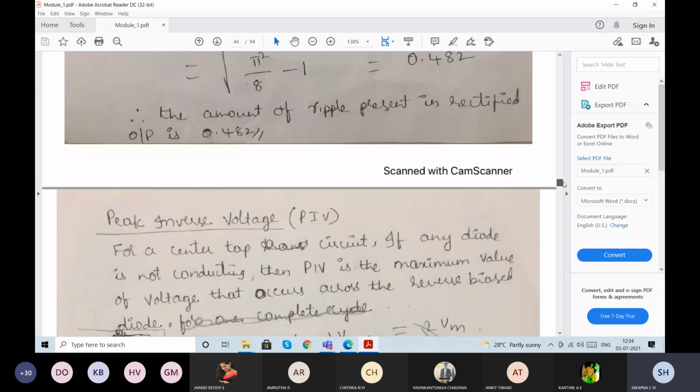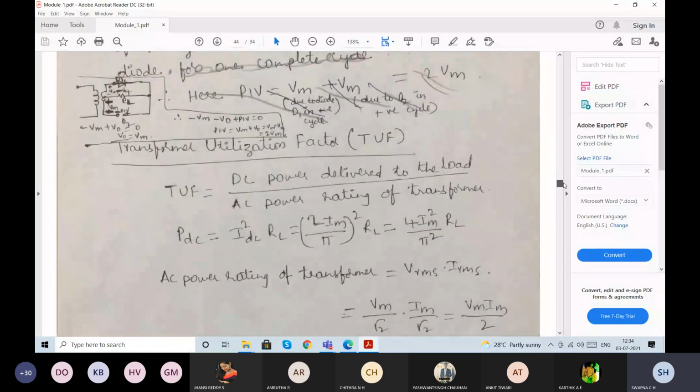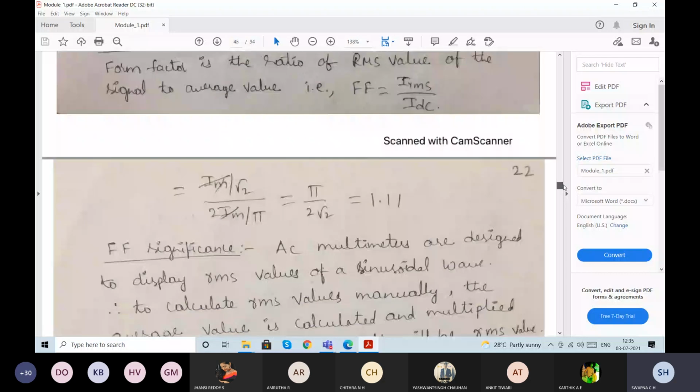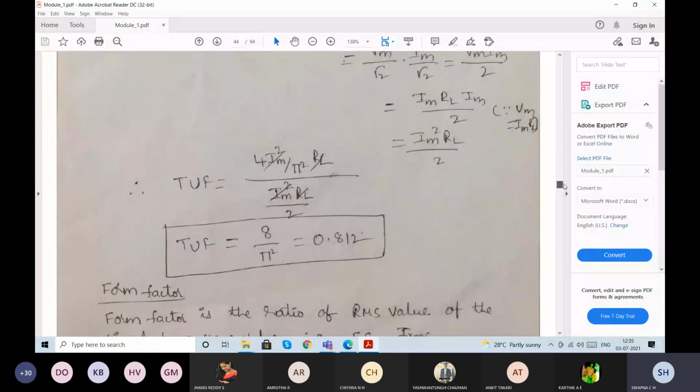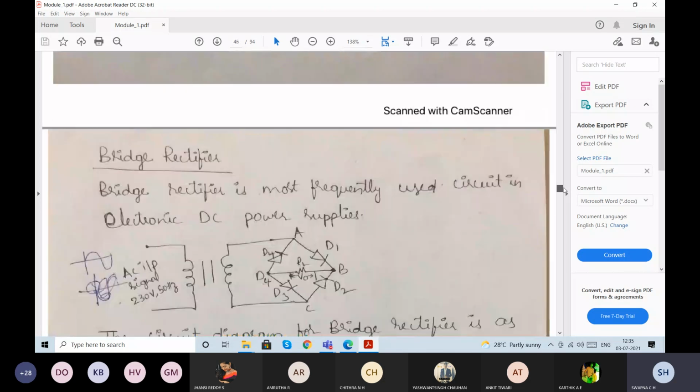Coming to the peak inverse voltage, here you'll have a peak inverse voltage twice, that is 2 VM. Transformer utilization factor here is far better. With the half wave rectifier, it was 0.28 something, but here it is 0.812. So this indicates that the transformer is better utilized in your full wave rectifier than in the half wave rectifier. And then, as I've mentioned, there are some disadvantages.